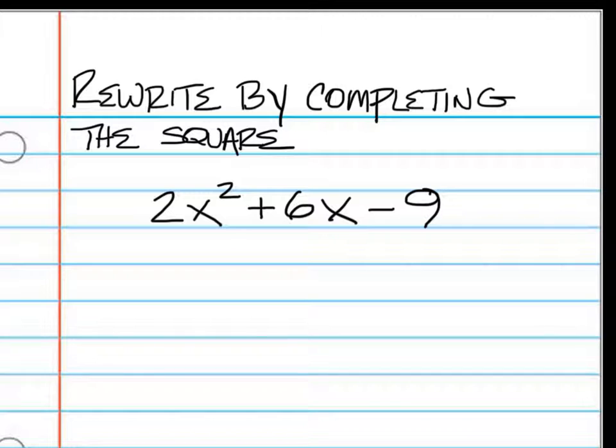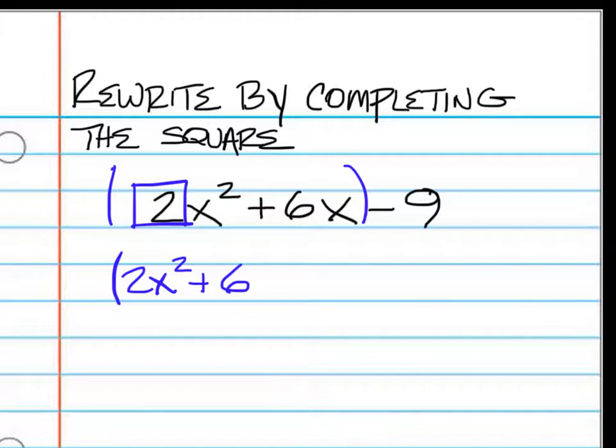Rewrite by completing the square. What is the difference between lesson 12 and lesson 11? There is a number here. But we still have to group those two together. So we will do that, and we will have 2x squared plus 6x, leave a space, and then we come up with minus 9.